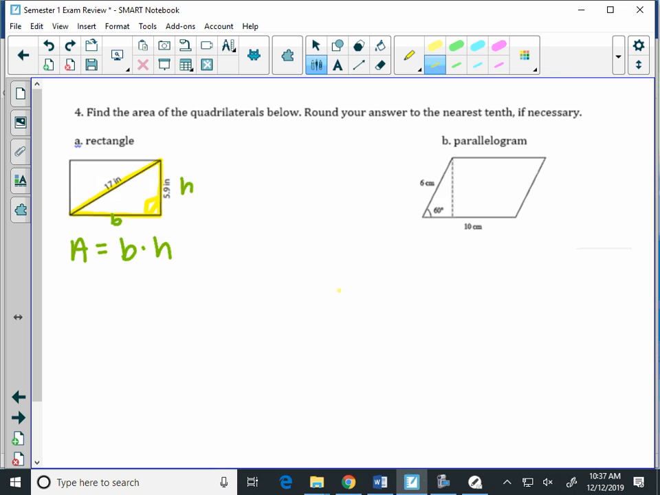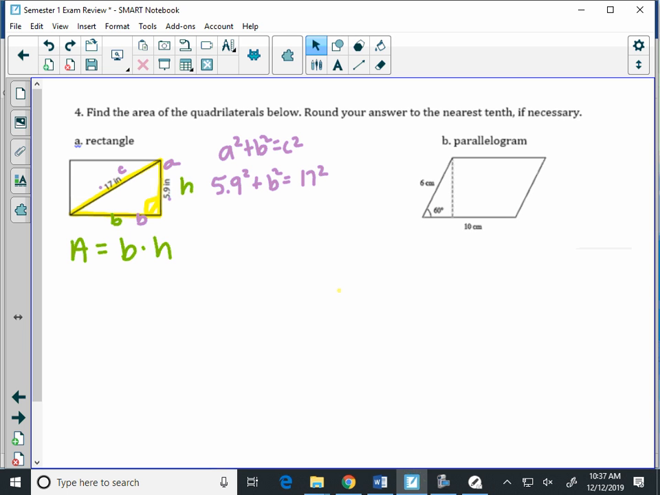So think, how can I find the missing side of a right triangle? We can use the Pythagorean theorem. When you're given two sides of a right triangle and you're trying to find the third, you can use the Pythagorean theorem to find it. C always has to be your hypotenuse, the side across from the 90-degree angle. Then it doesn't matter, I'll make my height my A and my base my B. So I'm just going to plug that into the Pythagorean theorem. A squared plus B squared equals C squared. So my A is 5.9, my B is just going to stay B squared, and my C is 17.